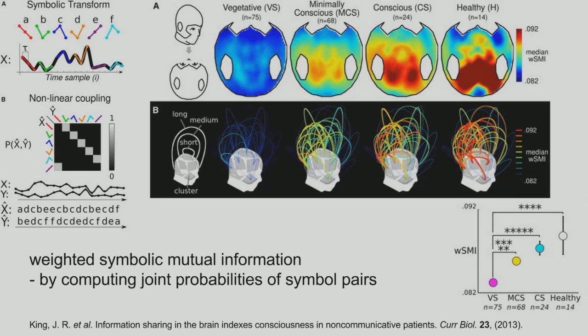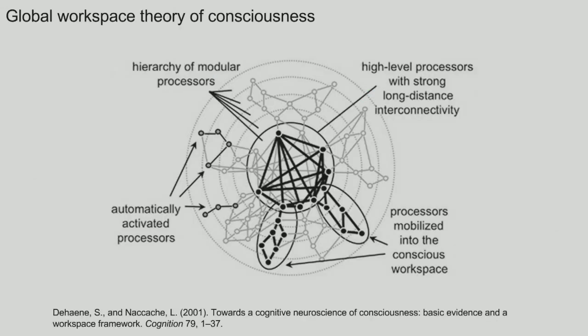And the main outcome is that stronger long-range weights show up in their plots of weighted symbolic mutual information. They then try to connect this finding with global workspace theory, which is a theory of consciousness developed by Dehaene and others, and especially supported by Dehaene experimentally with all sorts of priming experiments.